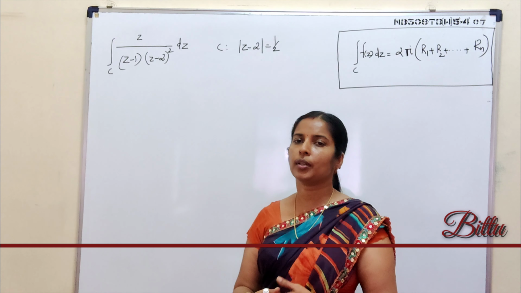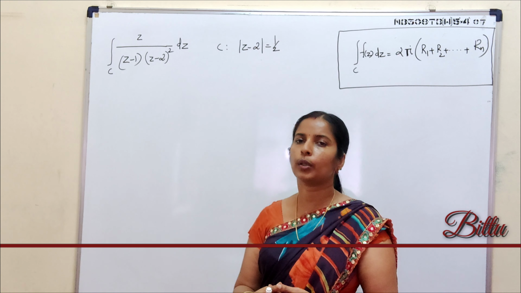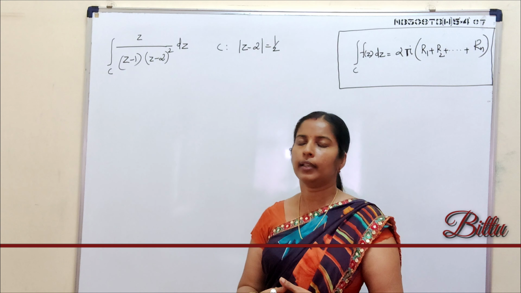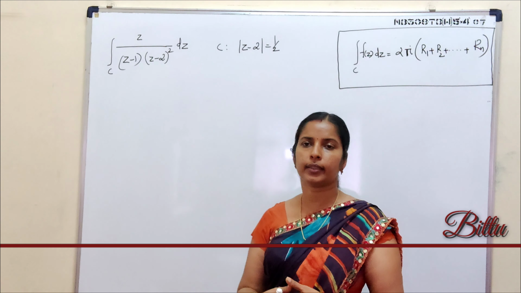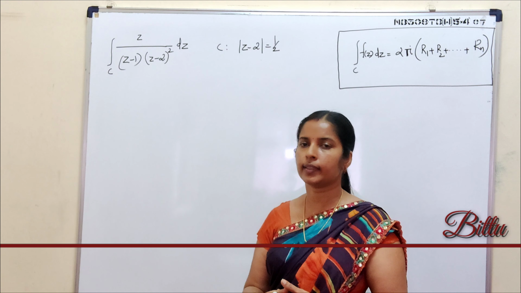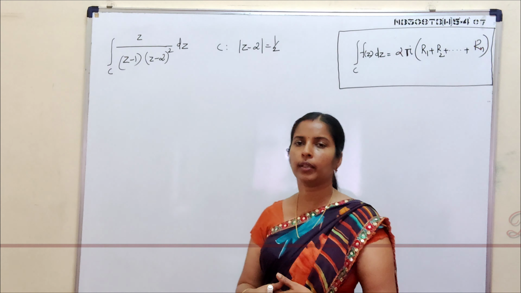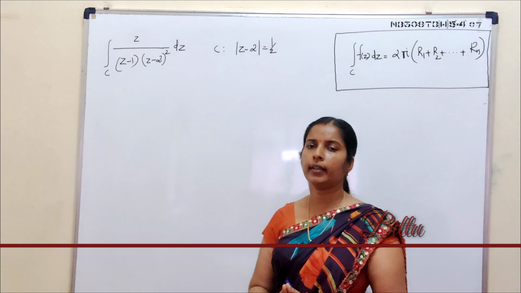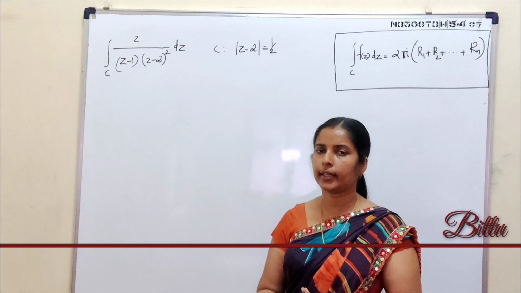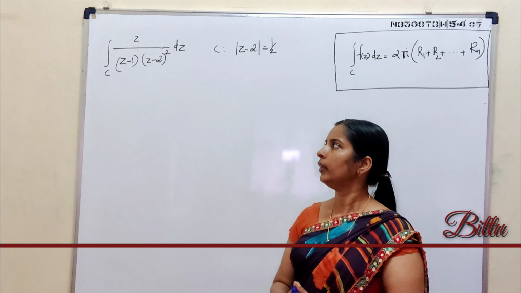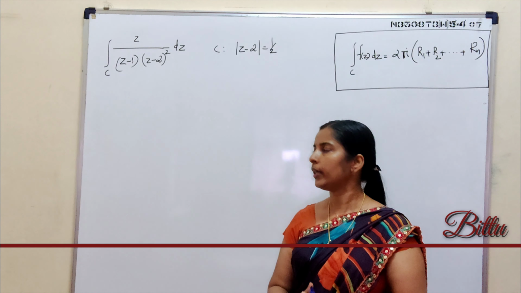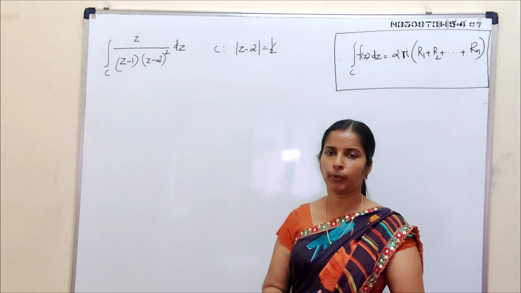Let me illustrate how to apply the residue theorem for the evaluation of contour integrals. So consider the question. Evaluate integral over C z by (z minus 1) into (z minus 2) the whole square dz, where C is the circle mod z minus 2 equal to half. For applying the residue theorem, first you have to notice the singular points of f. Here the singular points are 1 and 2. Clearly, 1 is a simple pole and 2 is a double pole.